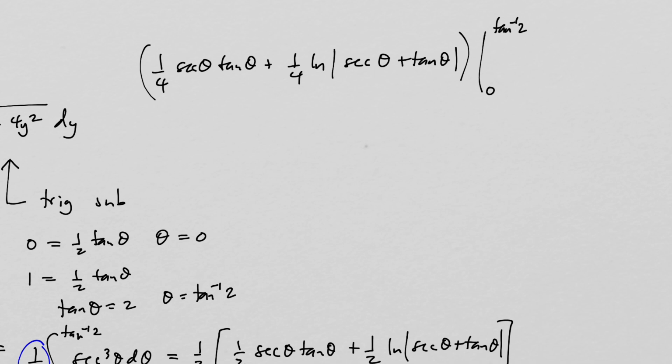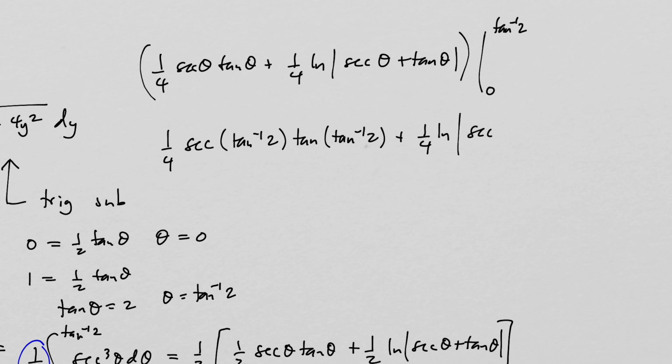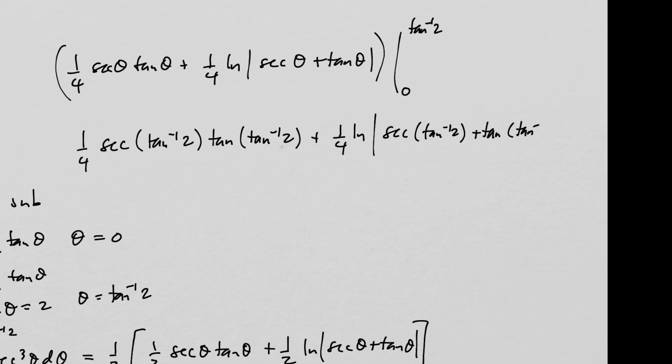But this gets really strange, because when you plug in inverse tangent of 2, you get 1/4 secant of the inverse tangent of 2 times tangent of the inverse tangent of 2, plus 1/4 natural log of secant of the inverse tangent of 2 plus tangent of the inverse tangent of 2. And although you can say that tangent and inverse tangent cancel out here and you just get 2, what is the secant of the inverse tangent of 2?